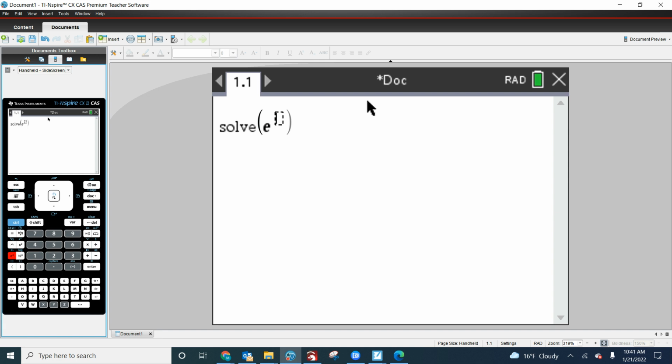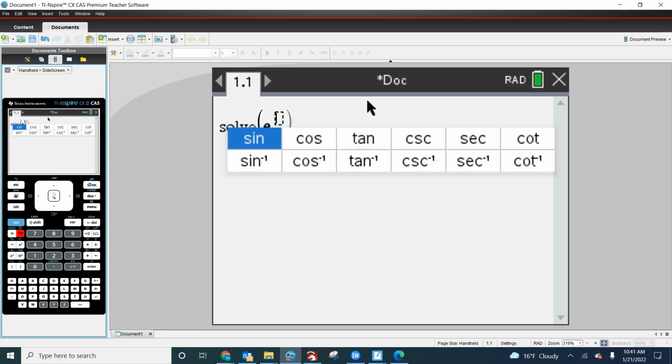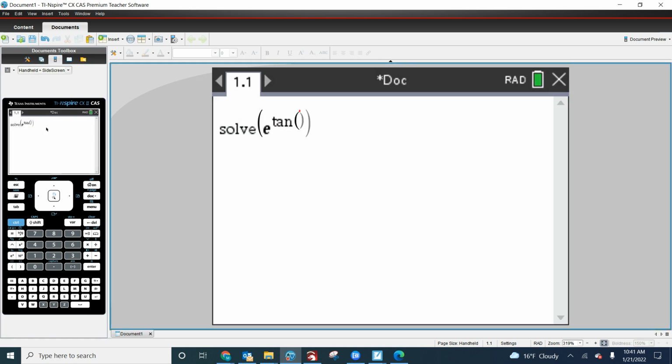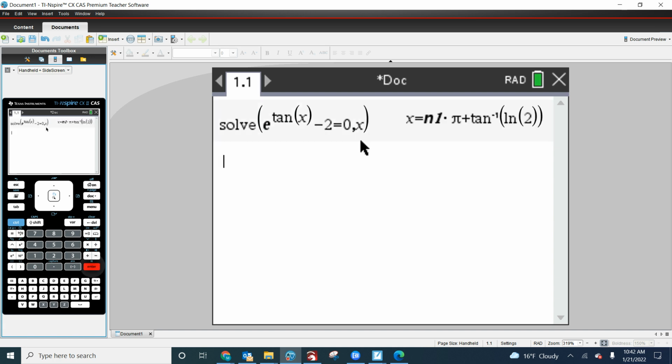e to the tangent x. I need to arrow over one more time to get back down. There we go. Is it minus 2? Yes? Equals is right here next to the control. Equals 0, comma, down here to the left, x. Enter. All right, yeah, that's what I expect.